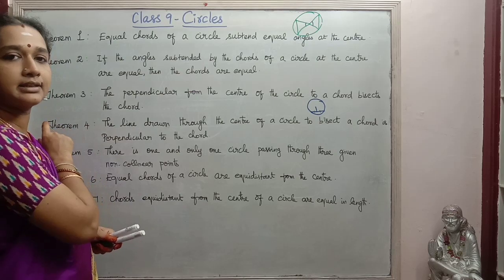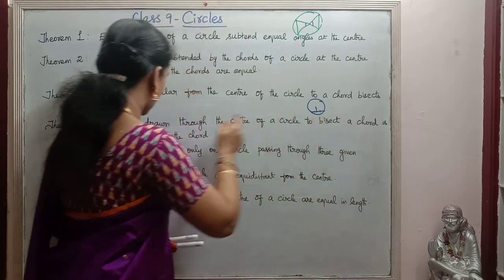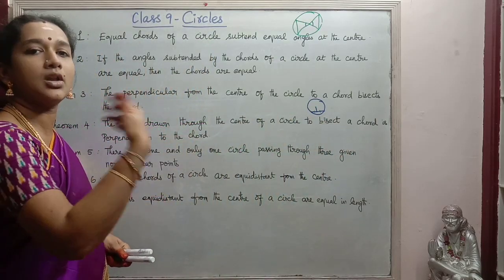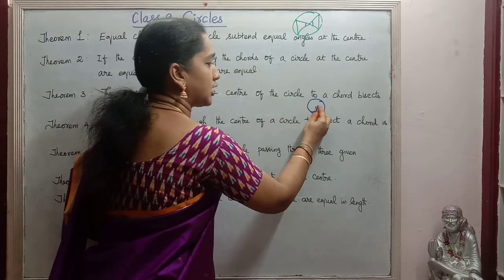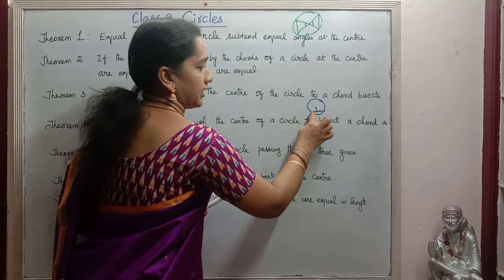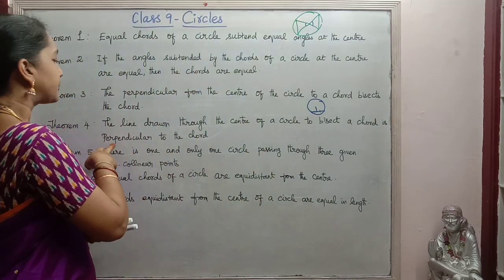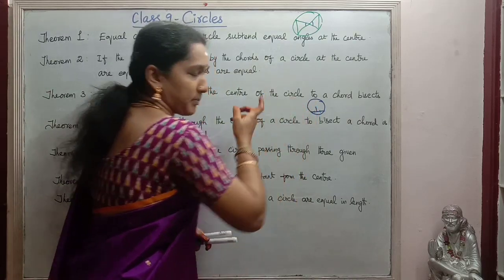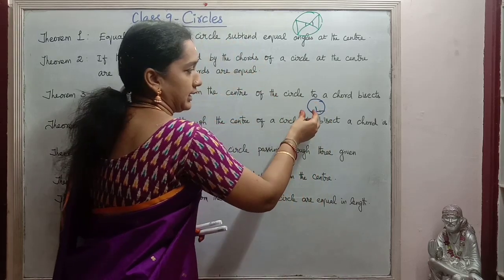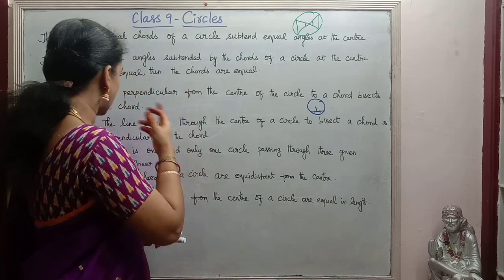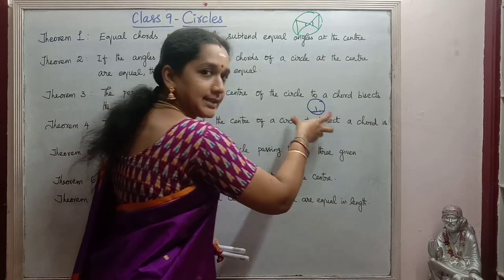Then the next theorem is, the line drawn through the center of a circle to bisect a chord is perpendicular to the chord. This is the converse of the previous theorem. The previous theorem says that if the perpendicular is drawn to the chord, the chord is bisected. Now, the converse of that is, the line drawn through the center of a circle to bisect the chord will be perpendicular.